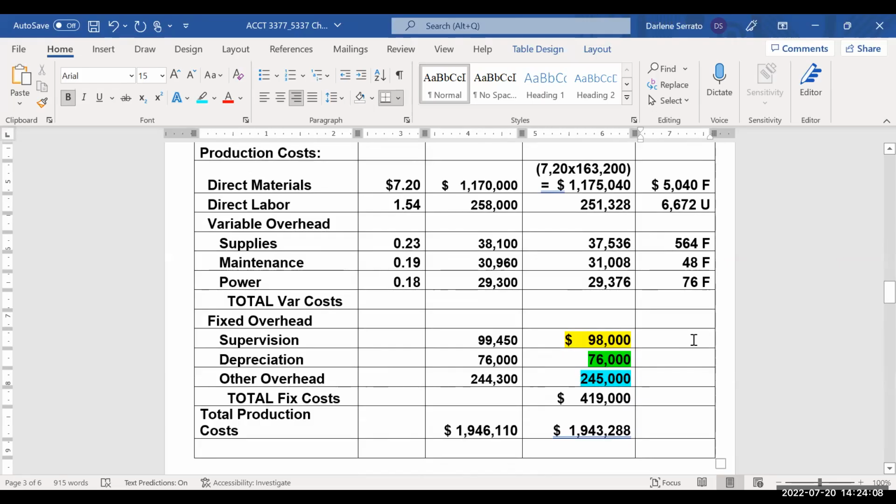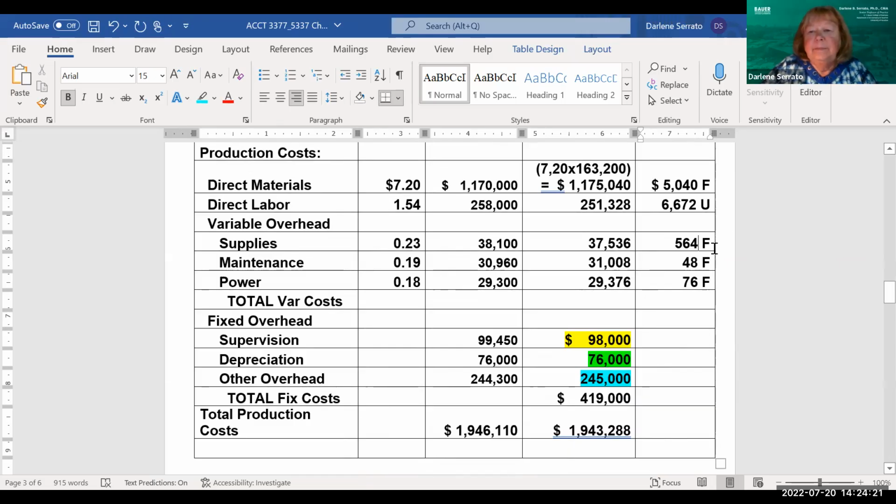Professor, quick question. So for the supplies, you said it's favorable, but the actual is higher than the budgeted? Should be unfavorable. Sorry. Okay.